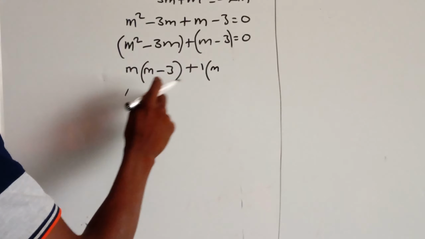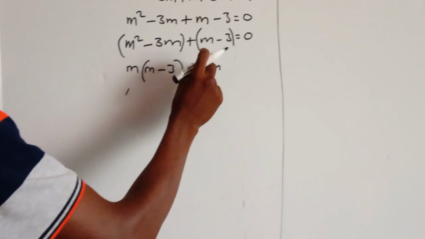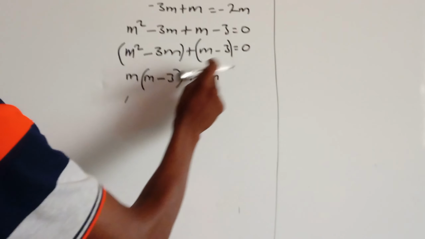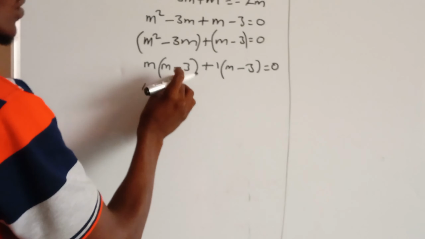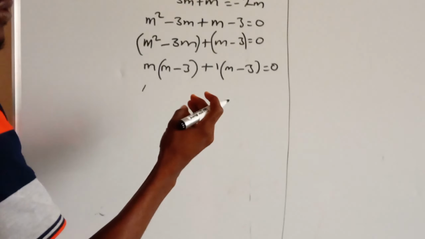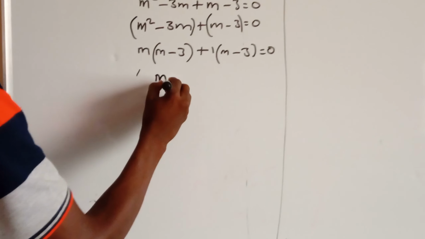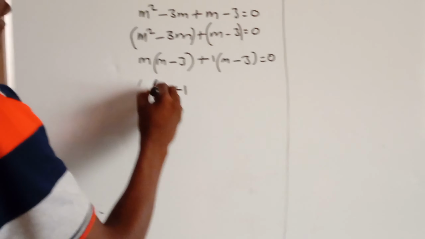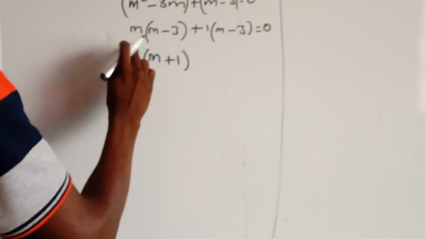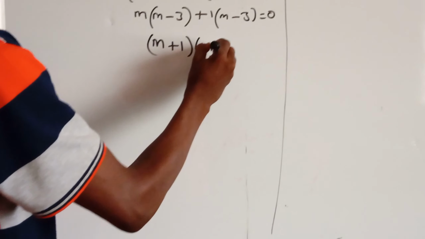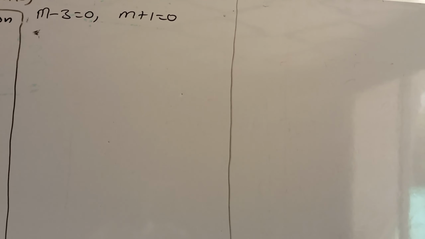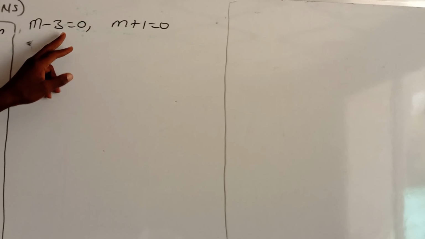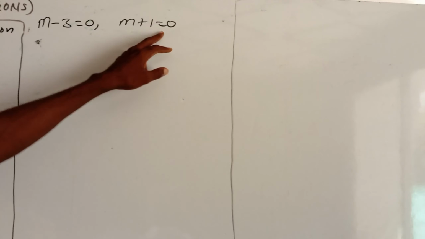Minus 3m divided by 1 is minus 3 equals 0. So since the brackets have a common thing here, you say m plus 1, you take this and this one, then you say m minus 3 equals 0. So m minus 3 equals 0, m plus 1 equals 0.